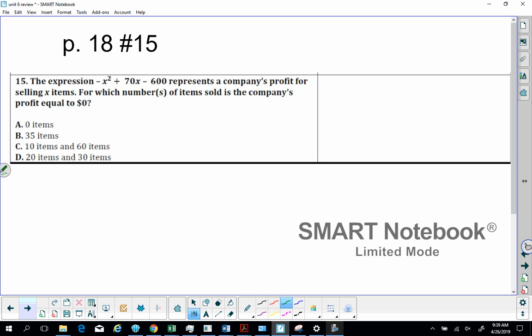When you ask X for 0, what do you get? -600. That's right. So we would cross it off. When you ask X about 35, what do you get? Still not it. Cross it off. All right, what about when you ask X about 10? Oh, you got 0 for that one? What about 60? Oh, yay! We found our zeros because those equal 0. Woohoo! Next question.